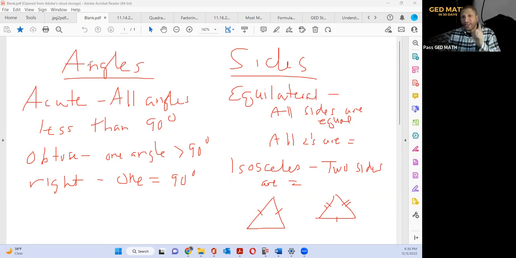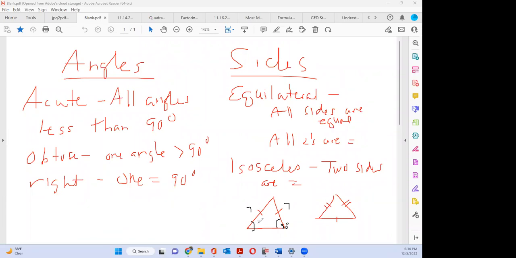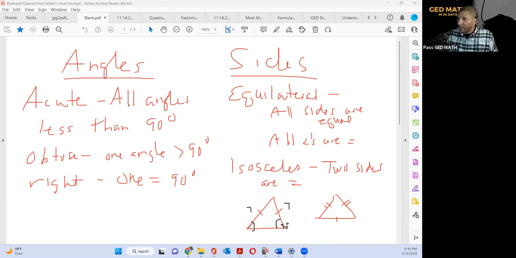But what's important also about an isosceles triangle is that the angles opposite those sides are also equal. So, for example, say this was 7, this was 7. This angle was 50. They don't tell you what this angle is, but what you should know now is that the angle opposite the equal sides in the isosceles triangle is also 50. So that makes this 100. So that makes this angle 80.